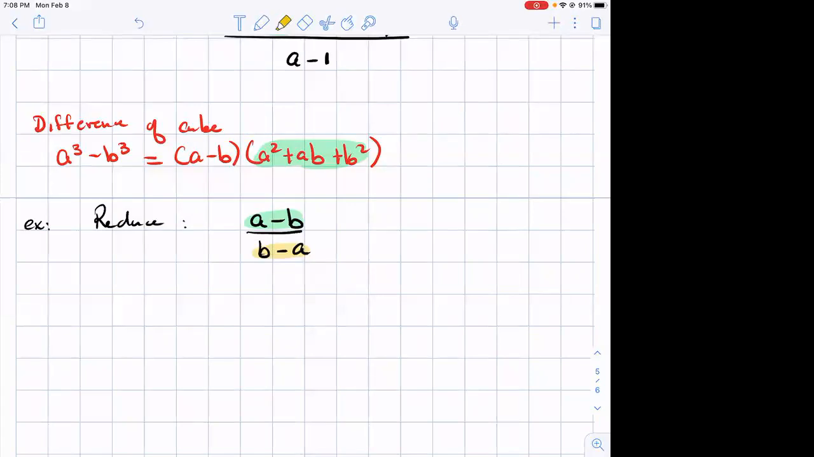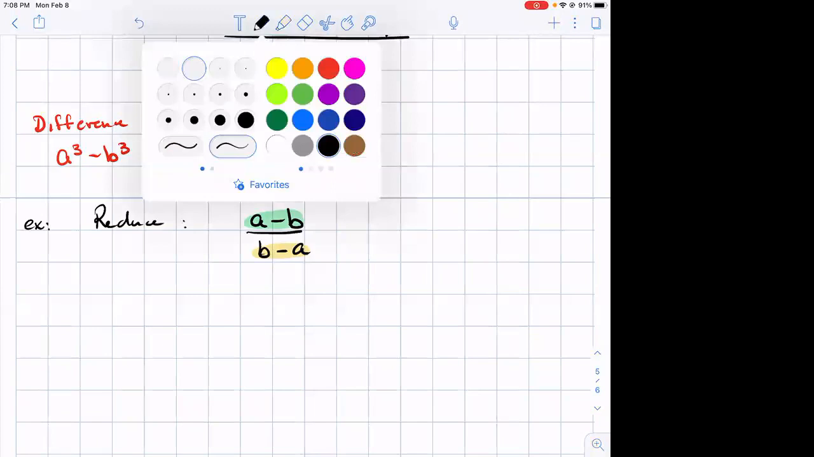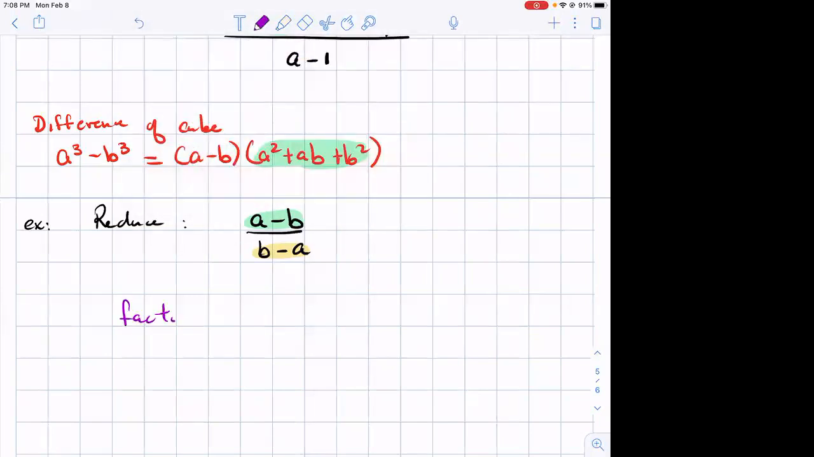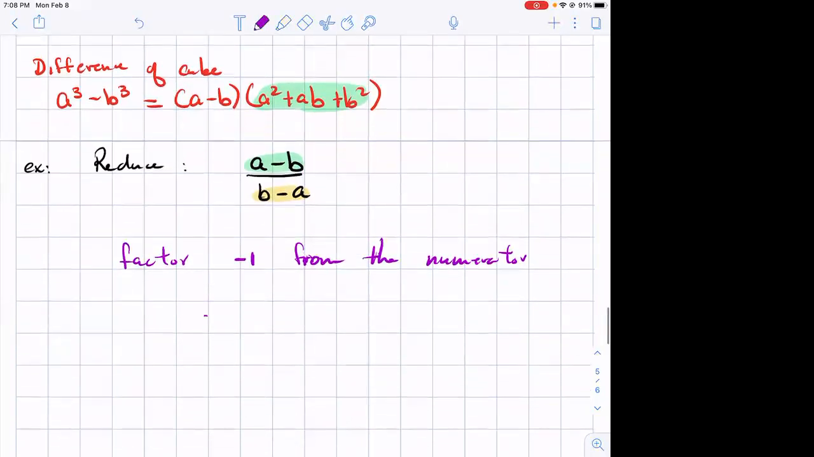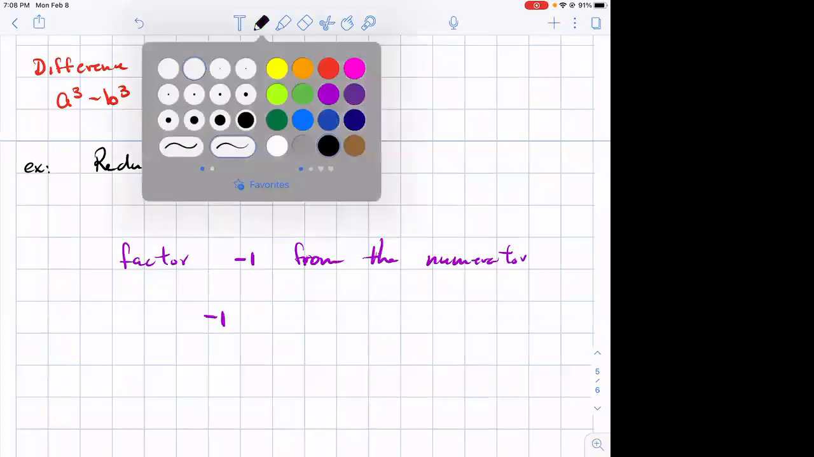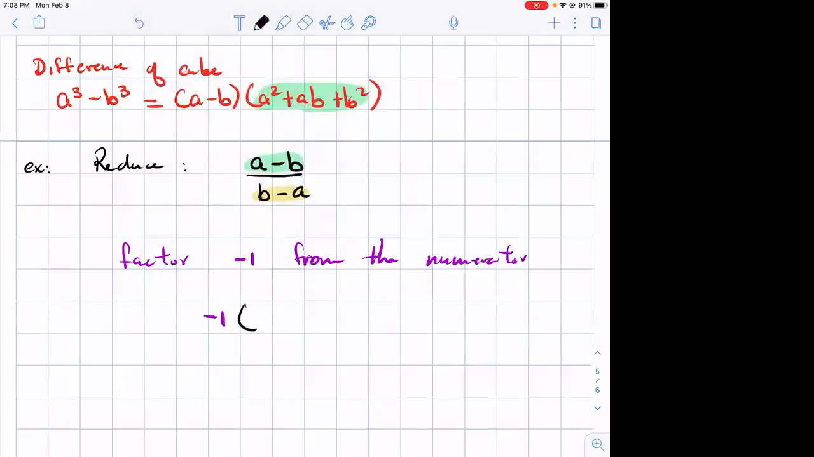But you will see that if we factor -1 from each term in the numerator, this becomes -1, but then in parentheses we will have minus A plus B. And the denominator will still be B minus A.